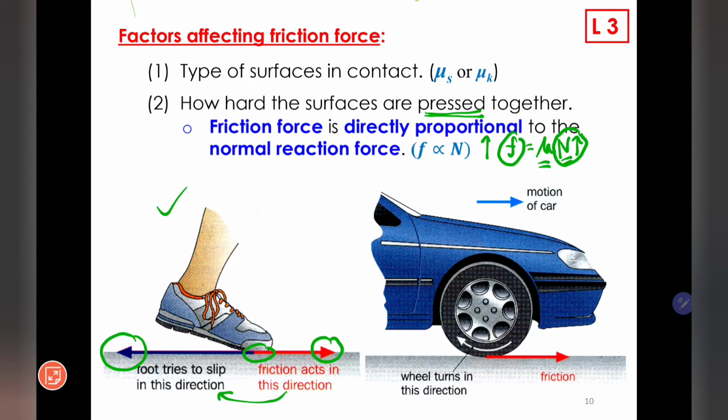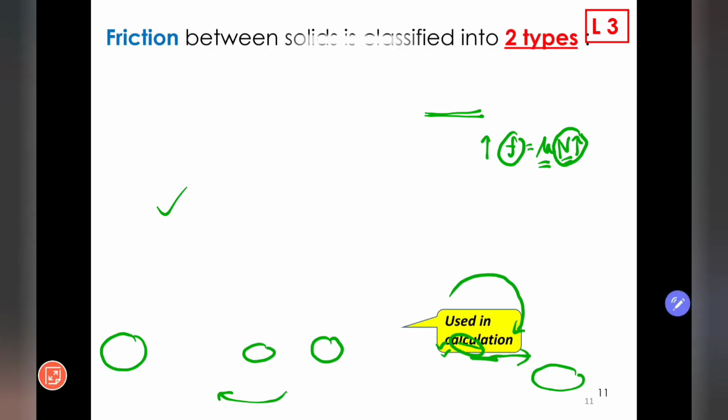The tire is rotating like this. So this is the motion of the tire, and this is our contacting surface. When the motion is backward, the friction must be forward. So this is the friction. The friction always acts against the motion here. Okay. Alright.